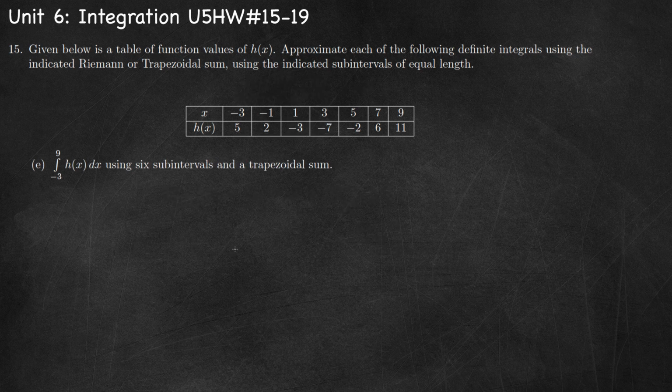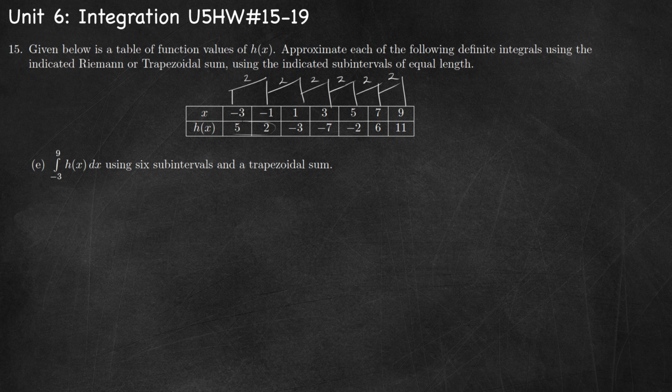Part E, we're going to approximate the integral from negative 3 to 9 using 6 subintervals and a trapezoidal sum. Negative 3 to 9, see, 1, 2, 3, 4, 5, 6, okay? So we'll go from negative 3 to negative 1, then from negative 1 to 1, and then from 1 to 3, from 3 to 5, from 5 to 7, and then from 7 to 9. So my width for each one of these subintervals is 2.